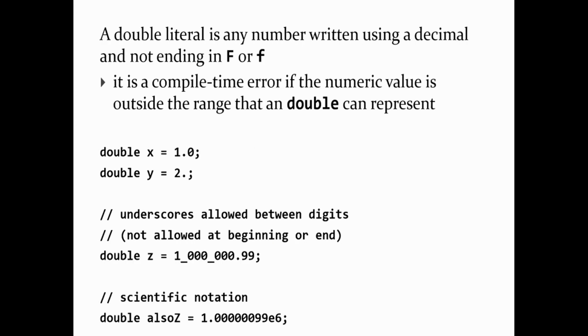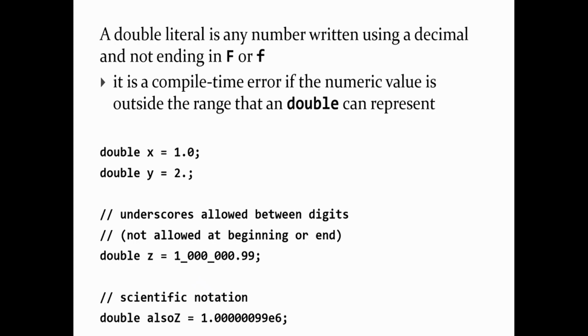Okay, so if you write a sequence of digits, and that sequence of digits has one decimal point in it somewhere, then Java says that is a double value. So if I write 1.0, that's the double value 1.0. If I write 2 dot, that's the double value 2. Like ints, you can put in underscores if you like.